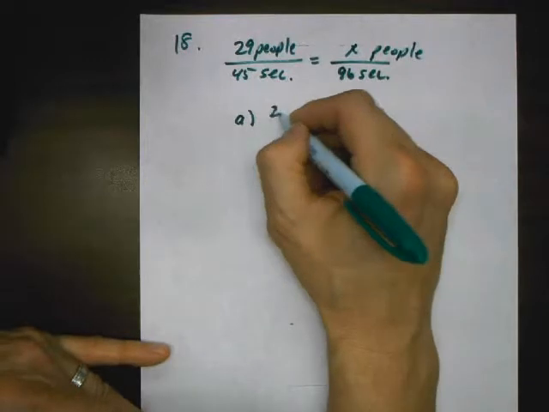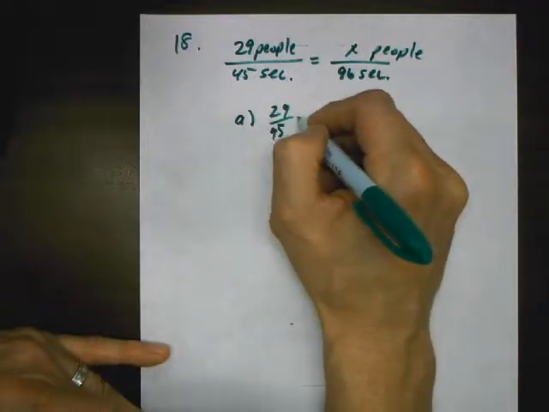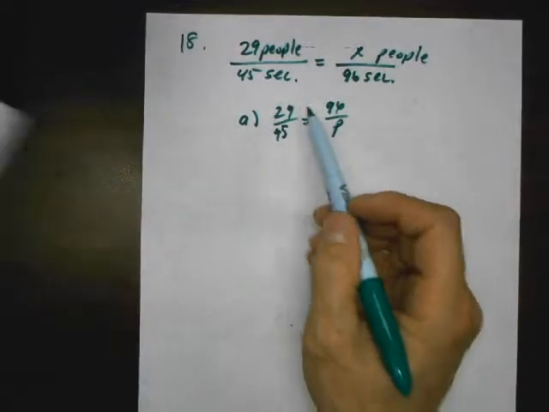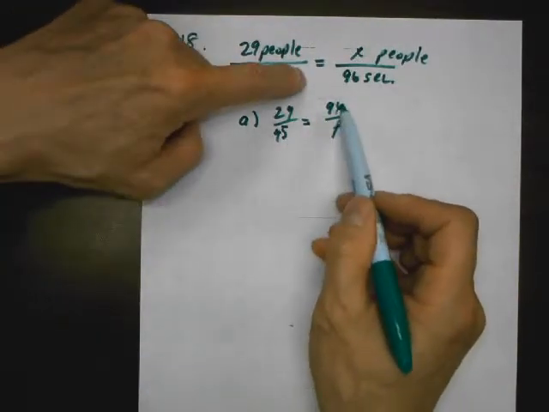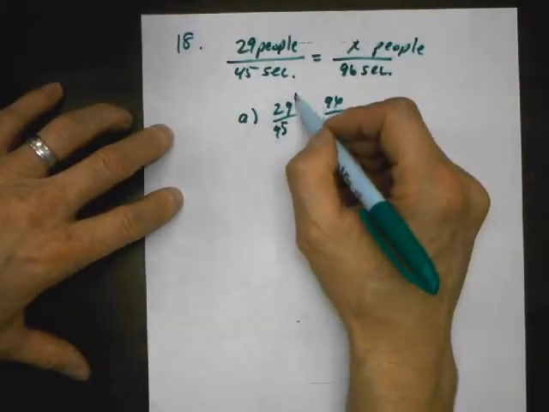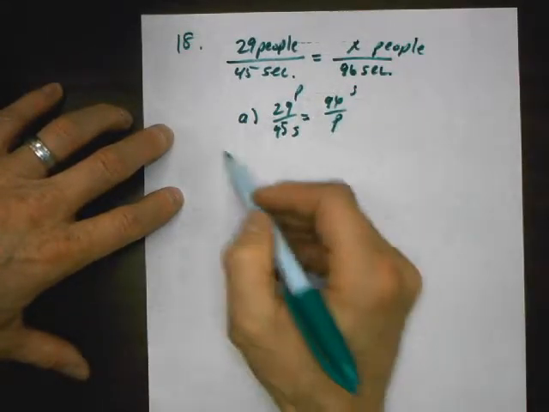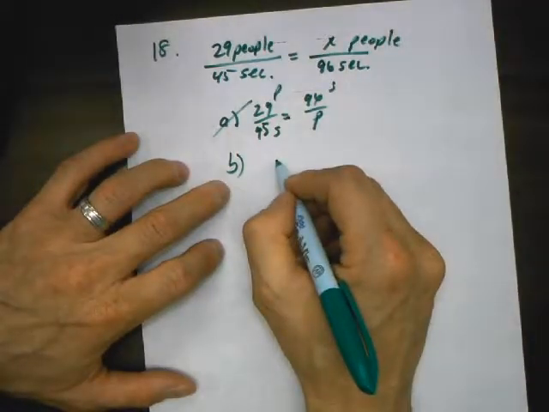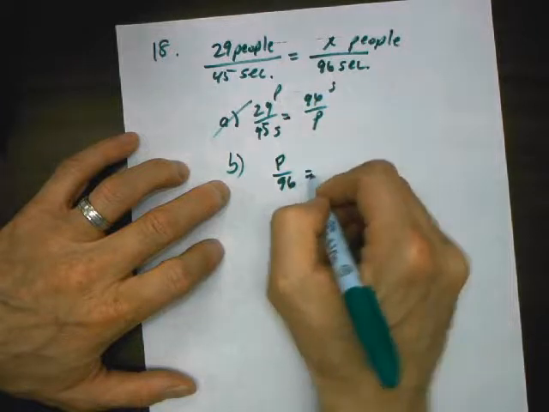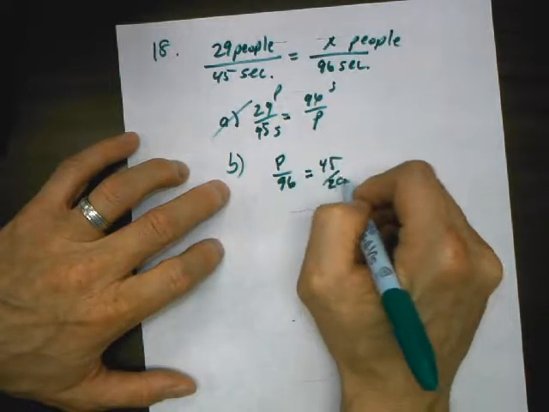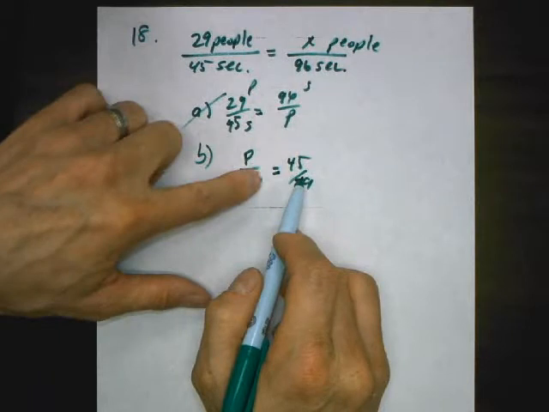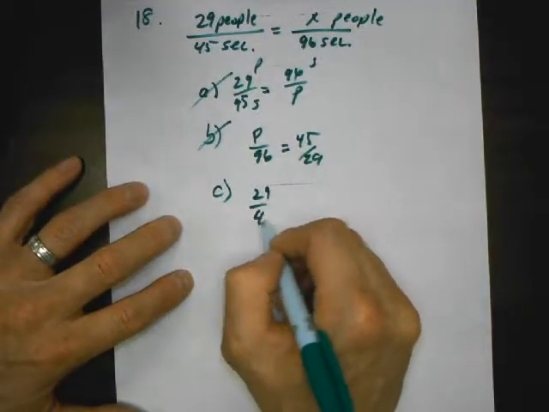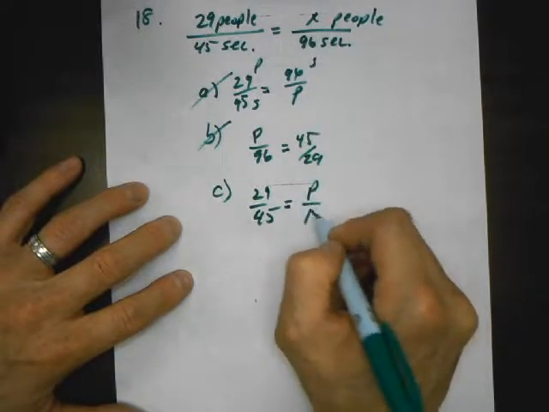A says this. 29 to 45 equals 96 over P. Now this is people over seconds, and this is seconds over people. That's why it doesn't work, right? People over seconds is seconds over people. That's why this one doesn't work. B has P over 96 equals 45 over 29. This is people over seconds. This is seconds over people. They didn't keep the same thing. And C is 29 to 45 equals P over 141.